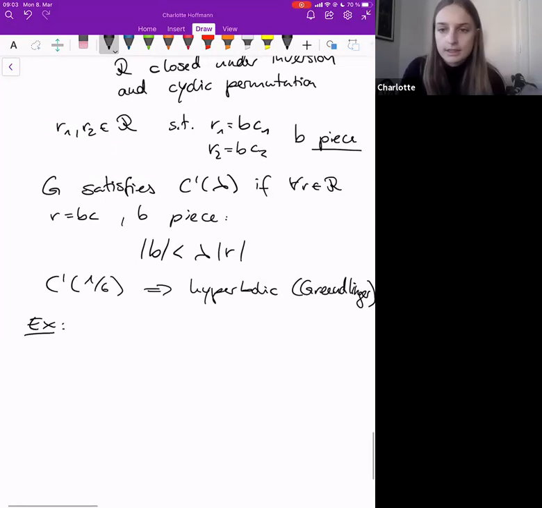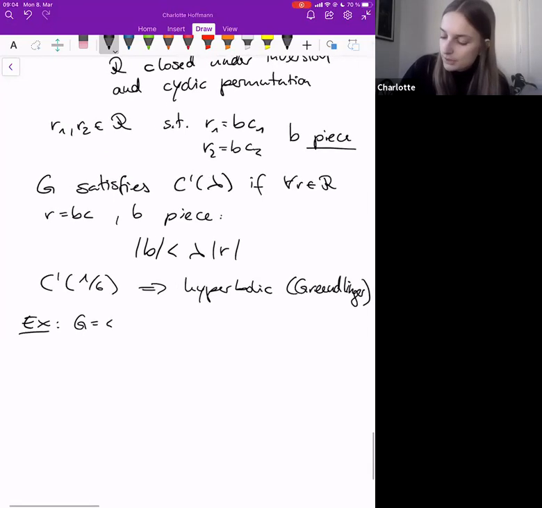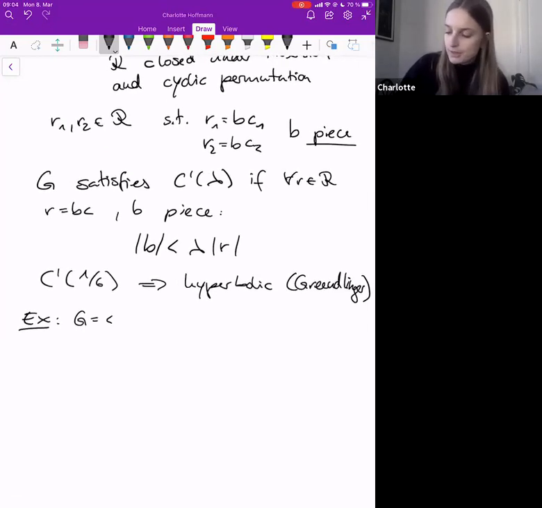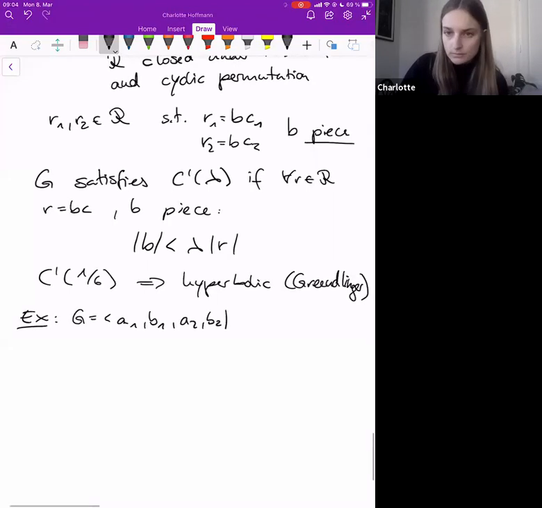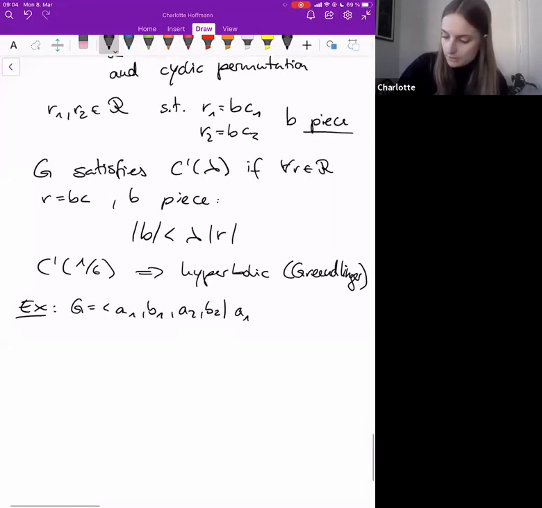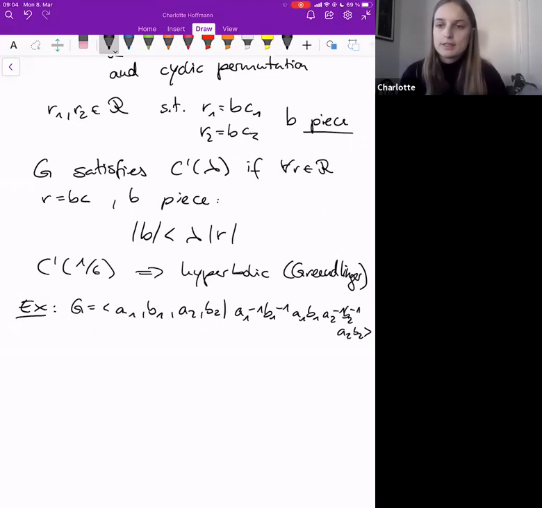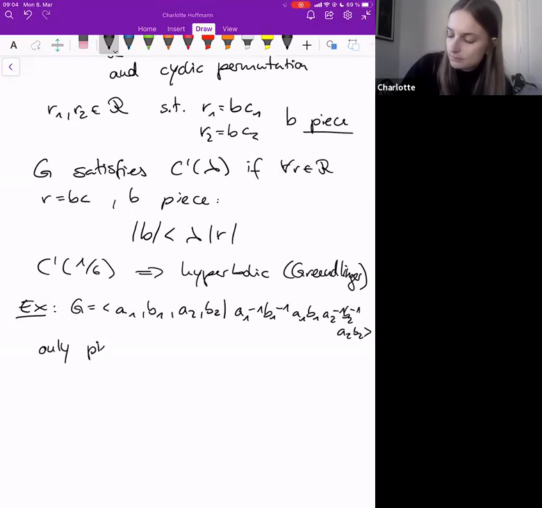And with this, I can give you an example of another hyperbolic group, namely the fundamental group of a closed orientable surface of genus 2. So for this, we have this presentation, and I think I will write out the relator. Okay, because then this way we can see that the only pieces are single letters.